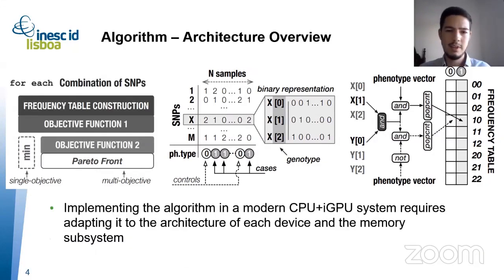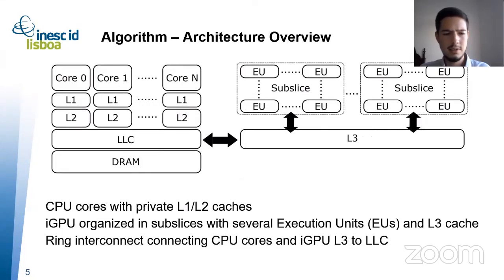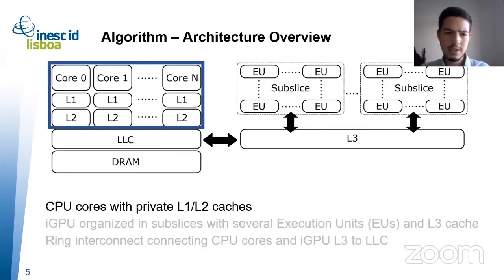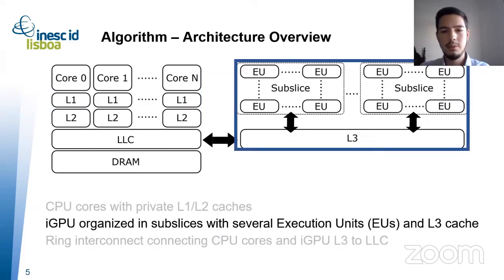And implementing this algorithm in the heterogeneous architecture being used requires knowledge not only of each device in the architecture, but also the common memory subsystem. This architecture consists of CPU cores that have private caches, level 1 and level 2, and also an integrated GPU, which has execution units that are clustered in subslices and have access to a common L3 data cache.